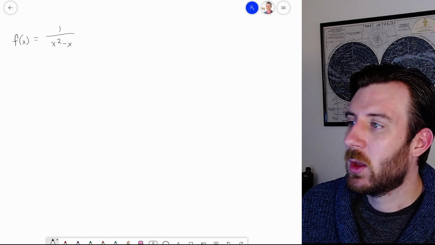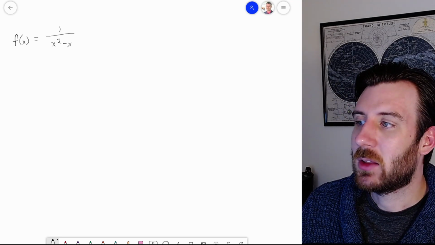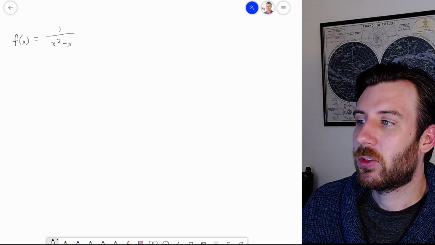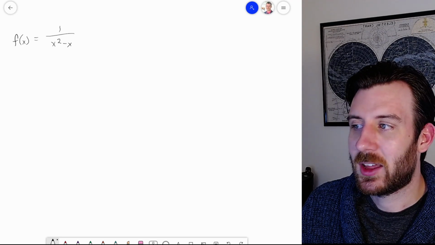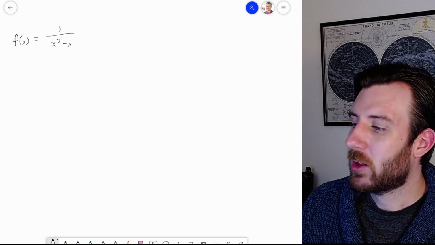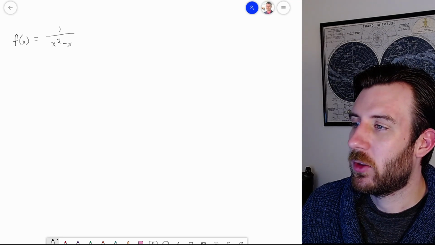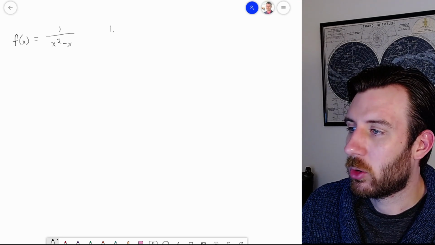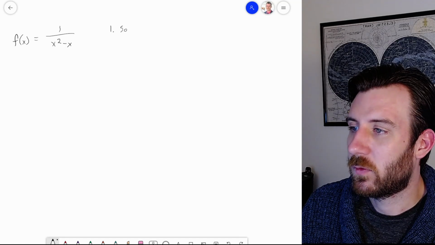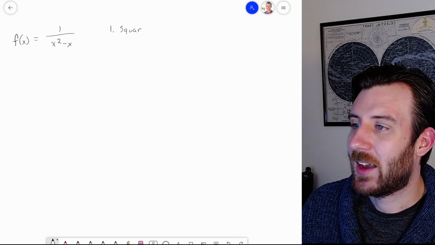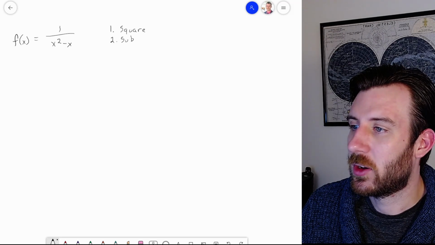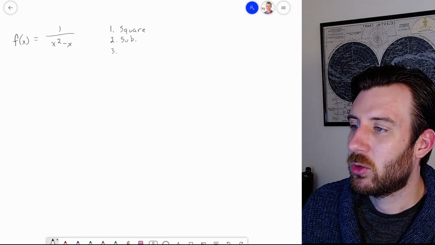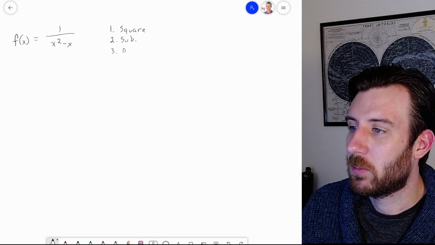It definitely will be. But that doesn't necessarily mean that the domain is all real numbers. In other words, it doesn't mean that I can put just any input into here. So let's go back through and break this down. What all do we have going on in this function? Well, we have, as we just explored, a squaring. That's kind of our first step. And then after that, we have a subtraction. Both of those are on the denominator. And then after that, we would do 1 divided by, so we would have some division.